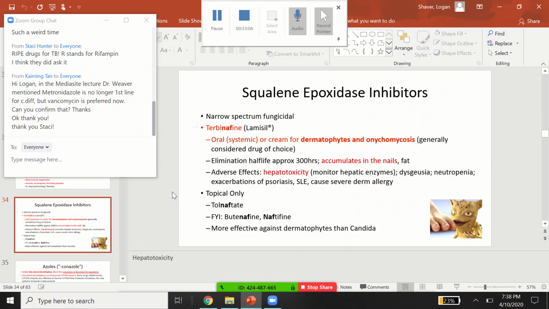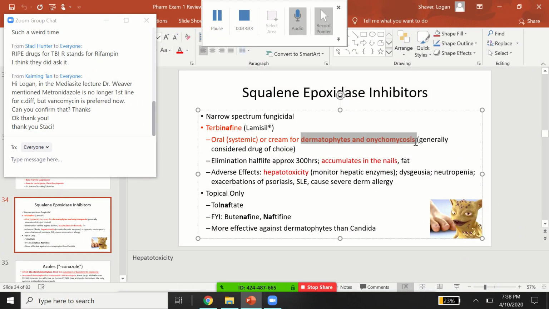Then on to different drugs once again. So squalene epoxidase inhibitors. Terbinafine is the big one in this category that you're going to have to know. What it is, is an oral drug, or it can be a cream as well, for dermatophytes and onychomycosis. So make sure you know that specifically for these two. That's why I have it bolded there for you.